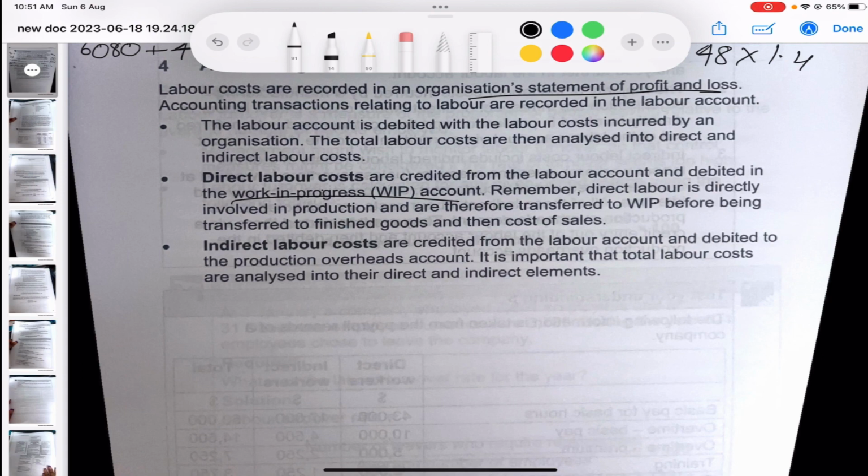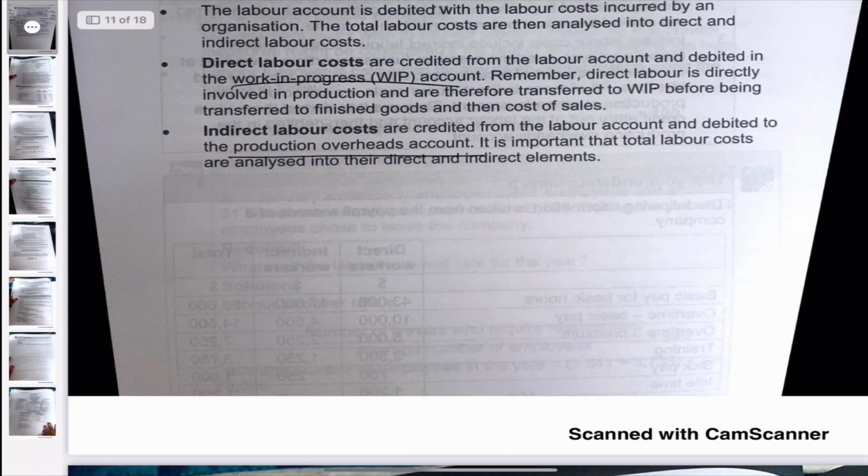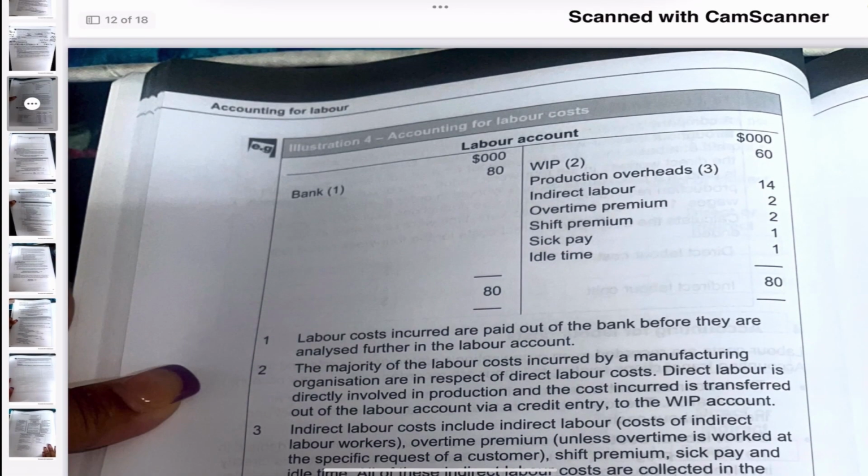What about indirect labor costs? Indirect labor costs are credited from the labor account and debited to the production overheads. We know that overheads means indirect, so indirect labor costs go to the overheads account. This is how your labor account would look like.